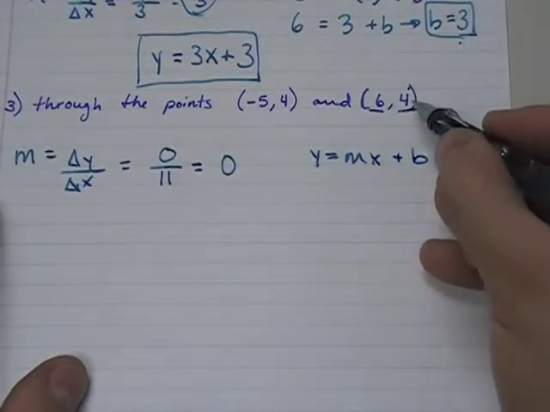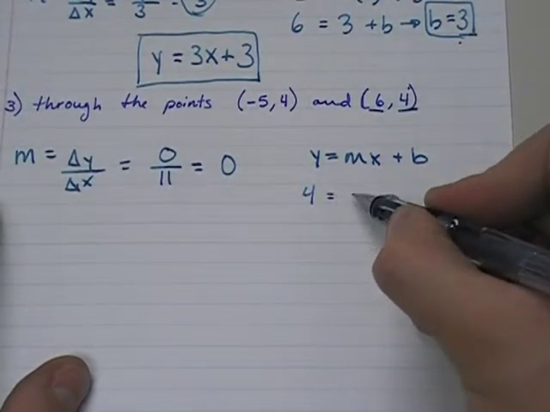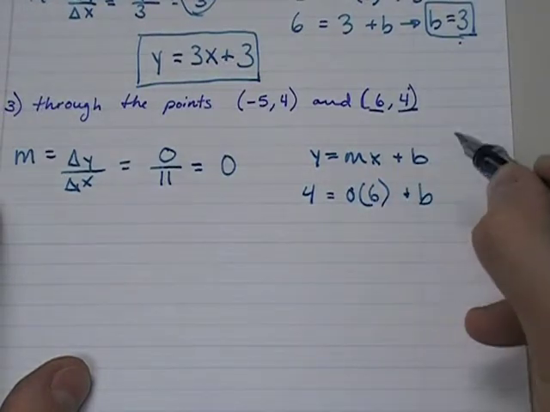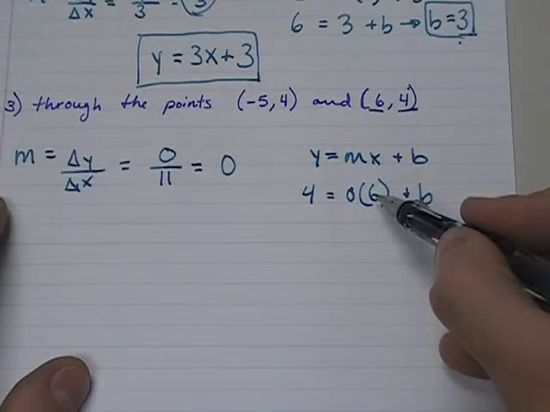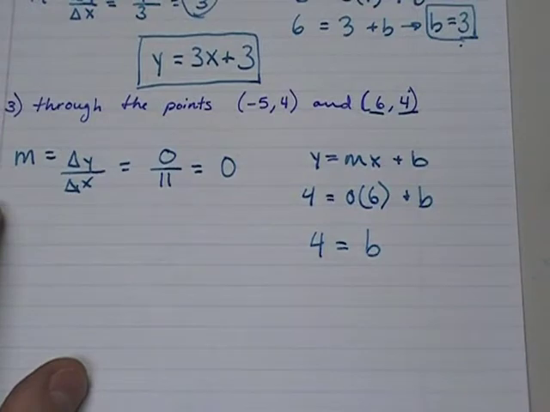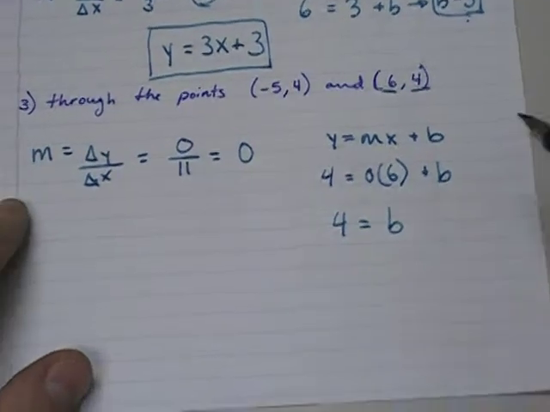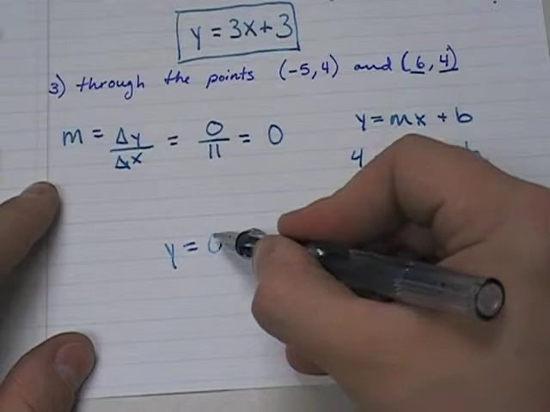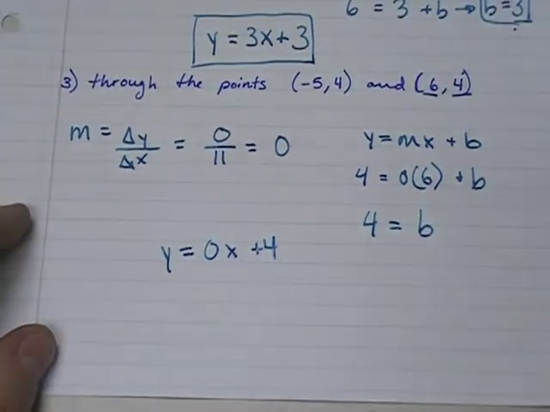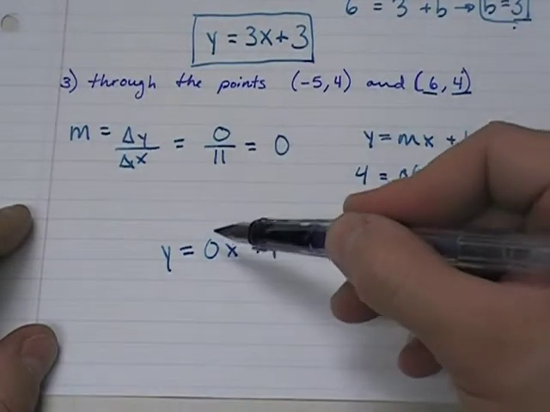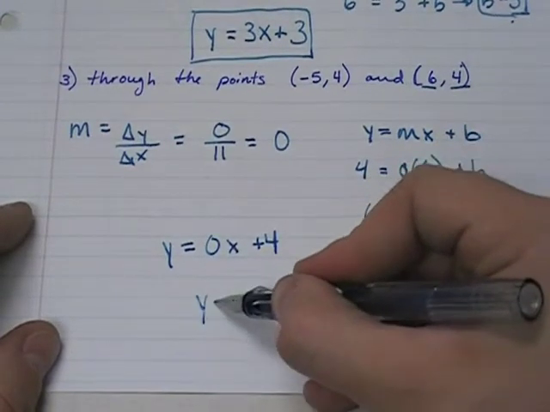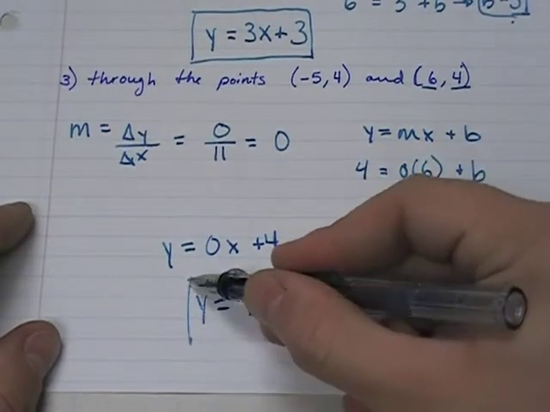Okay, so y equals mx plus b. Plug in what we know. Y is 4, m is 0, x is 6. Well, what is 0 times 6? It's 0. So you're left with 4 equals b. Okay, so plug that in. You get y equals mx plus b. But no matter what you plug in for x, 0 times anything is 0. This is going to go away and you're left with y equals 4.